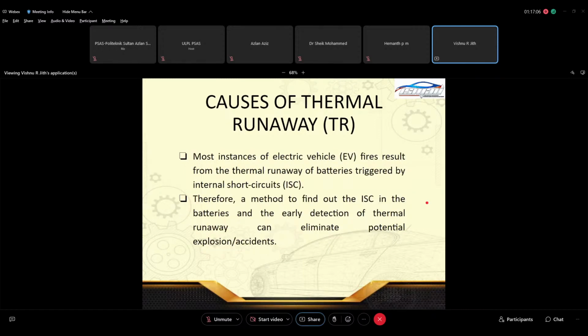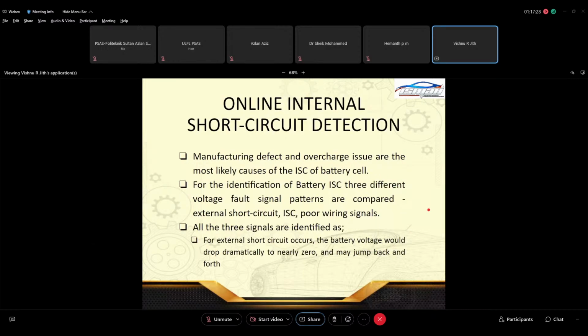Most instances of electric vehicle fire result from thermal runaway of the battery triggered by the internal short circuit. Therefore, finding the internal short circuit in the battery and early detection of thermal runaway can eliminate the potential hazards or accidents due to the battery. So here we will discuss online internal short circuit detection.